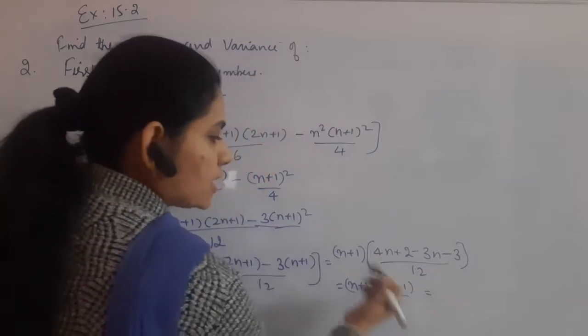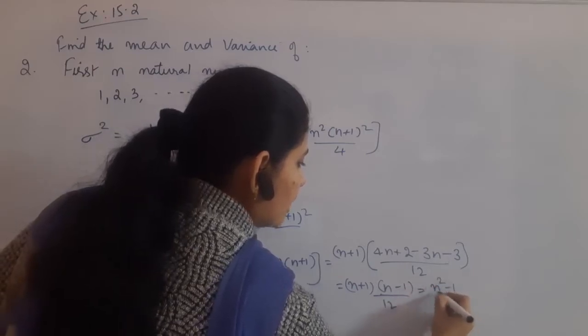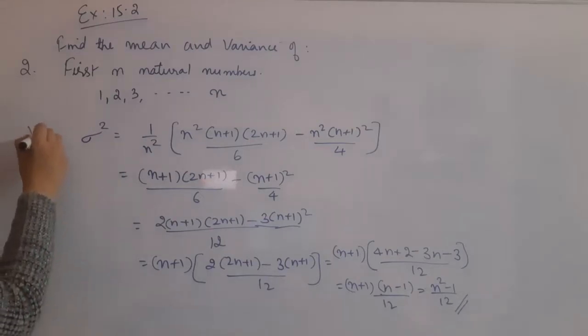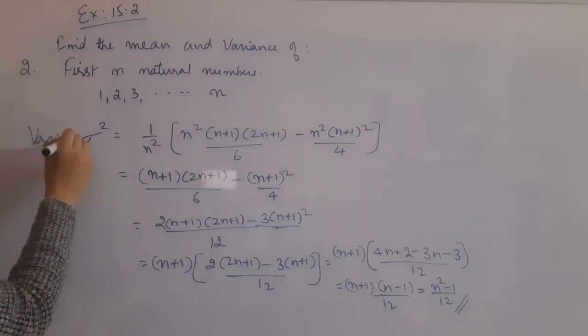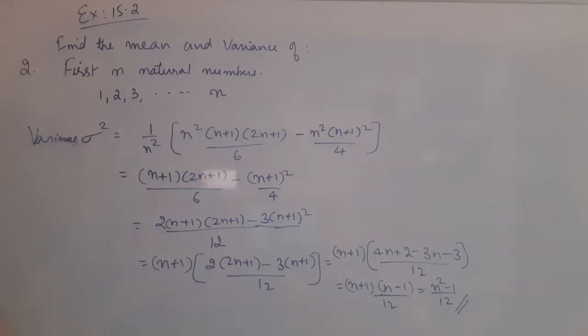Now what is n plus 1 into n minus 1? a plus b into a minus b. So you will get n square minus 1 by 12. So the variance, sigma square, is n square minus 1 by 12.